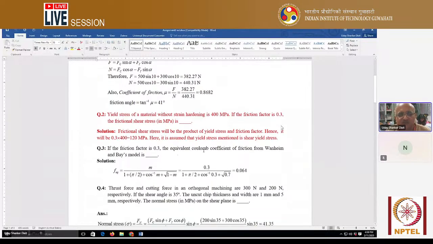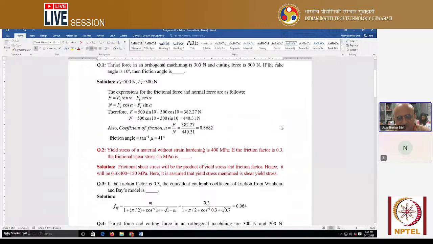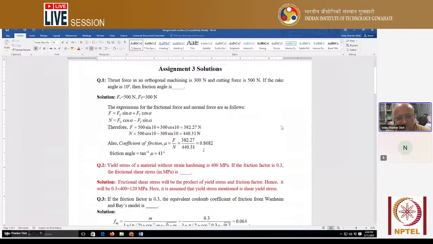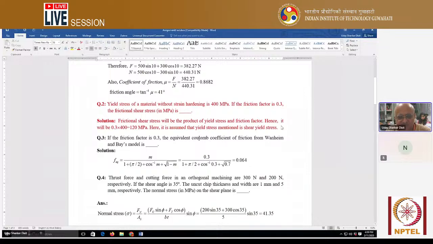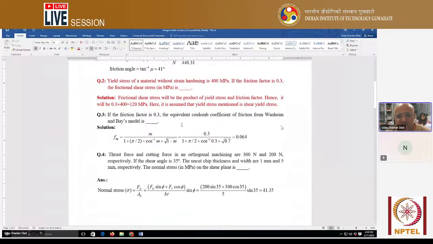So again that concept, because so far in school you just have used the Coulomb coefficient of friction, but this type of model doesn't work when there is plastic deformation, etc. So there is a heavy load. That's why you have to say this thing. So one question was of this type: if the friction factor is 0.3, the equivalent Coulomb coefficient of friction is given like this. So like that, each and every question you have to do.